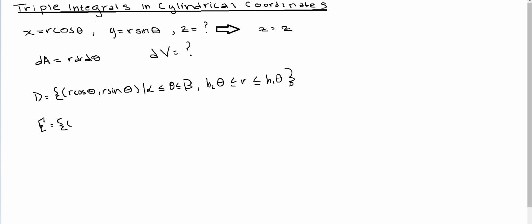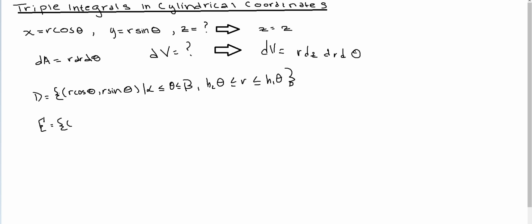But when we're dealing with dV, we also know that there's an additional component. So it's no longer r dr d theta. Well, it's very interesting to note again, all that we add is a dz. So it's just dV is equal to r dz dr d theta. It's not too different, right?